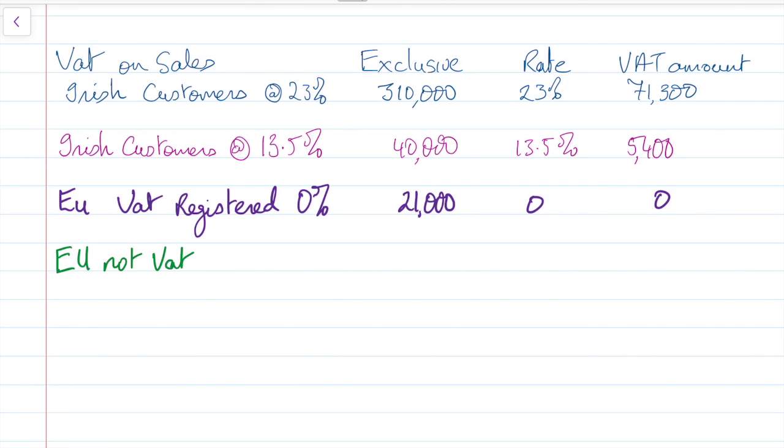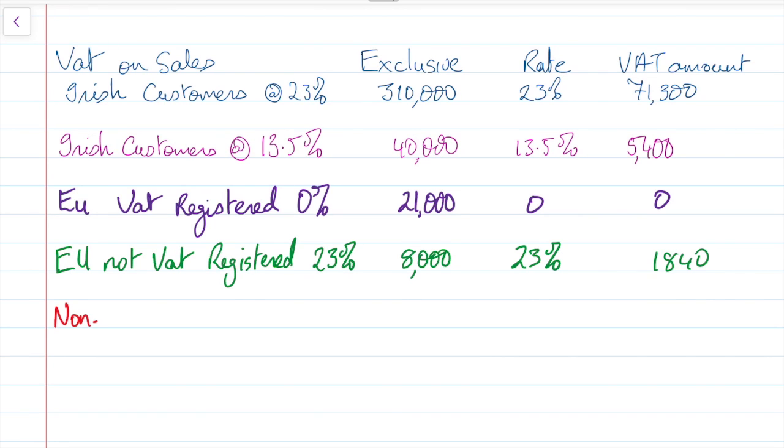Next, we have the EU individuals who are not VAT registered that we have sold to, and they're charged at 23%. So in this case, we have €8,000 at 23%, which is €1,840. We then have to think about those that are non-EU, and they're charged at 0%, and so the amount we supplied to them was 15,000, and there's no charge on that.